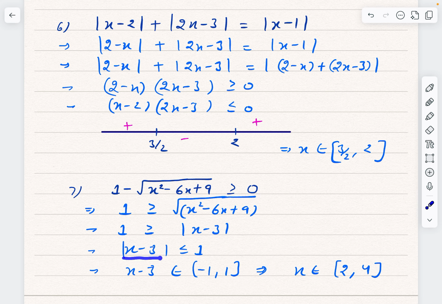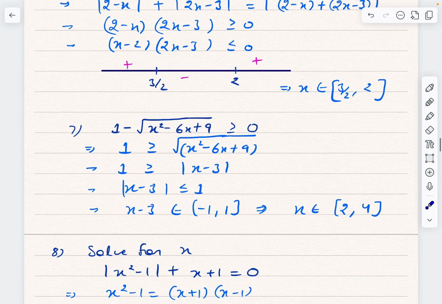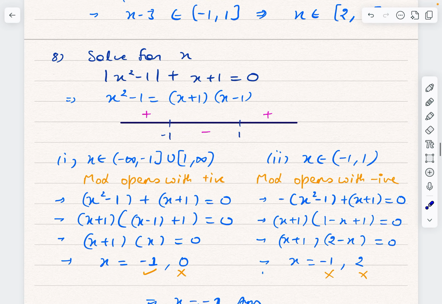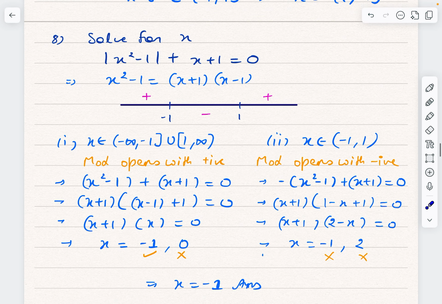So |x minus 3| is less than or equal to 1. So x minus 3 will be from minus 1 to 1. So x will be 2 to 4. The final answer here is 2 to 4. Next. For the eighth problem, the answer is minus 1.